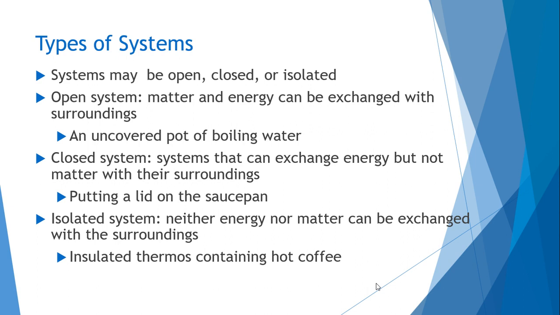Now, in terms of systems, there are three different types. There are open, closed, and isolated. An open system is honestly the most common one. This is where matter and energy can be exchanged with the surroundings.